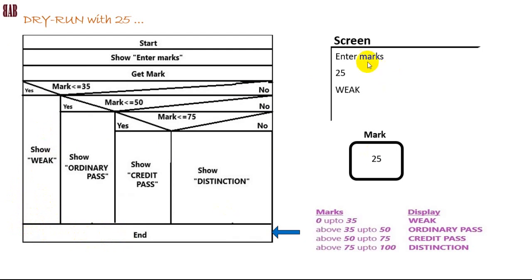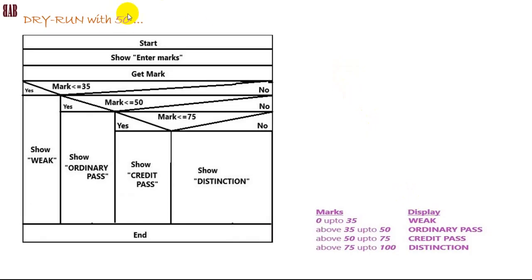As you can see, when we put 25, it displayed weak. So it's as per our requirement. If it is anything from 0 to 35, it should come up as weak. So when we put 25, we are getting weak. That's fine. So let's dry run this time with another number. This time we are going to dry run with 50. If we put 50, above 35 up to 50, so that means including 50, right? It should say ordinary pass. So now we should get ordinary pass.